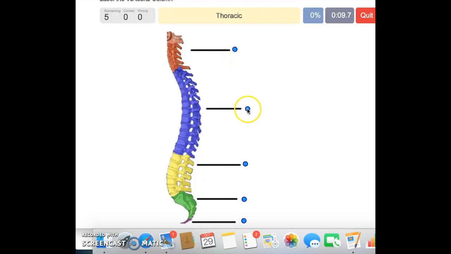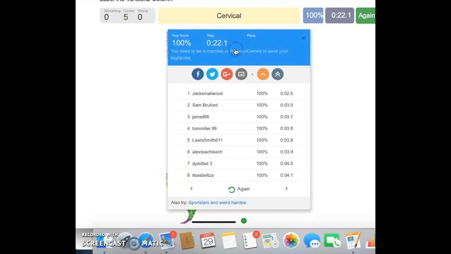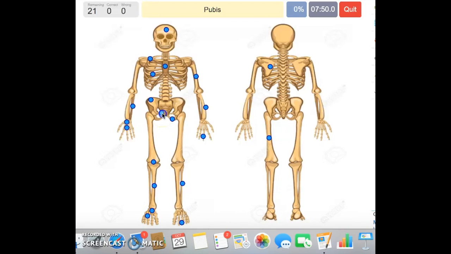Thoracic. Lumbar. Coccyx. Sacral. Cervical. Pubis. Tibia. Cranium. Femur. Carpals. Fibula.